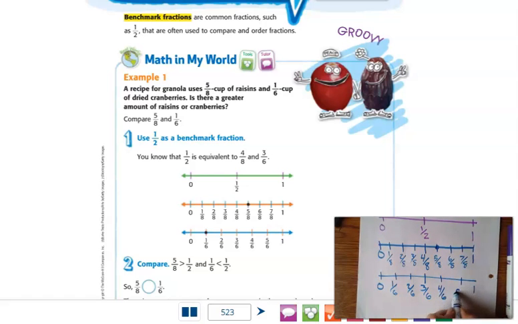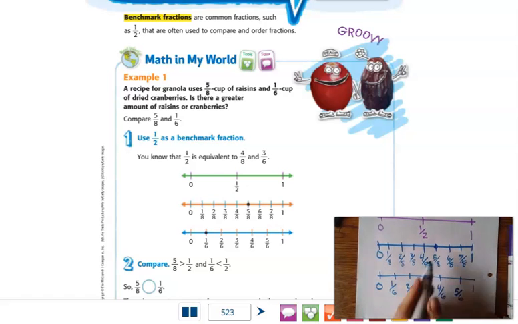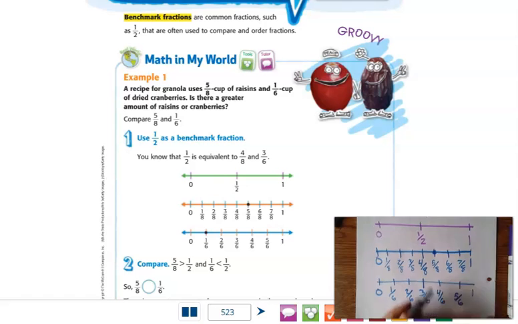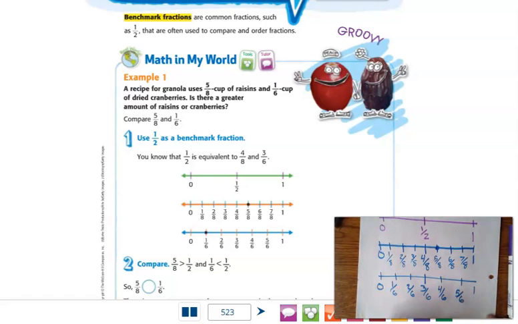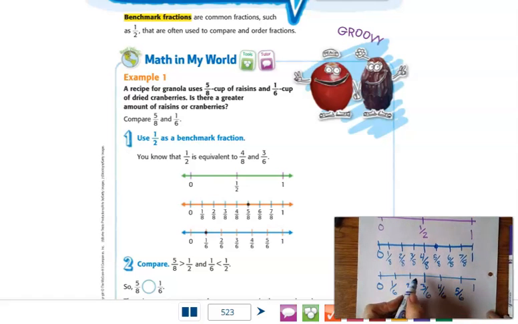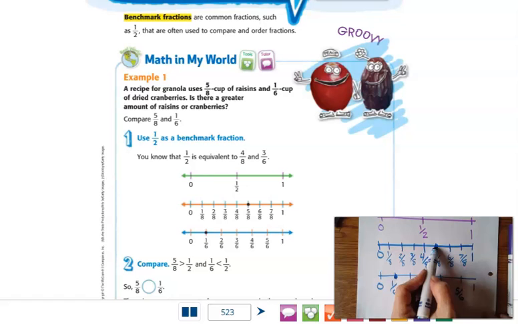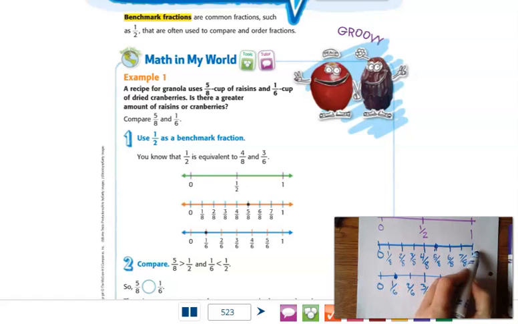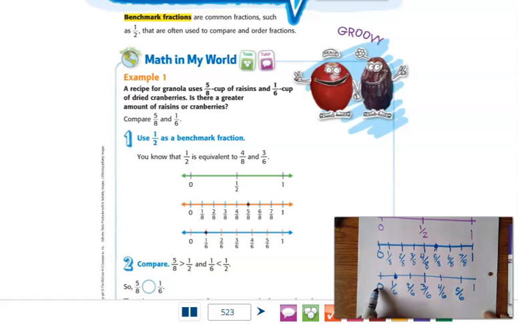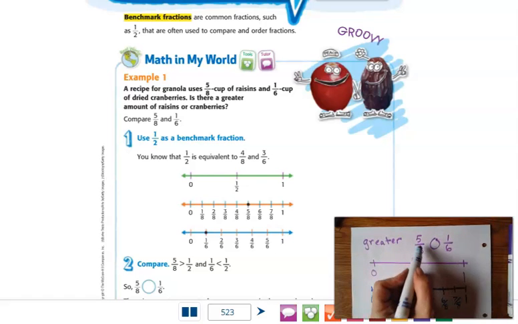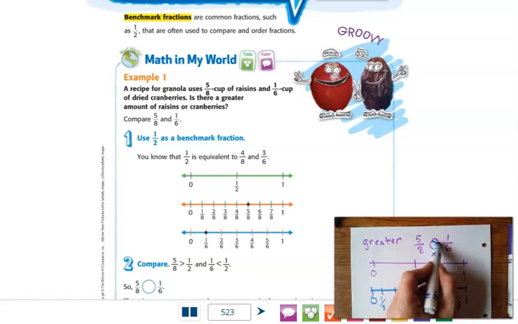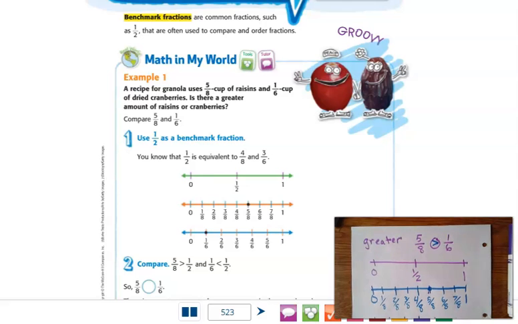So if you have a way to print things out, you can print out these line plots like this, and then you can compare them this way, and I've got 1/6 here. So if you're looking here, 5/8 is closer to 1, and 1/6 is closer to 0. So if I'm comparing, 5/8 is going to be greater than 1/6.